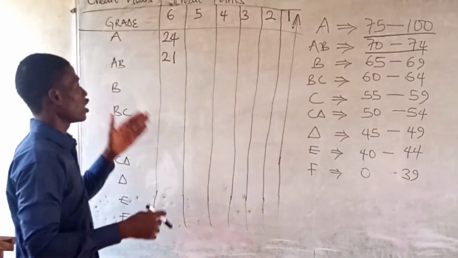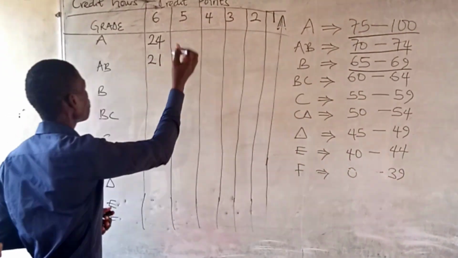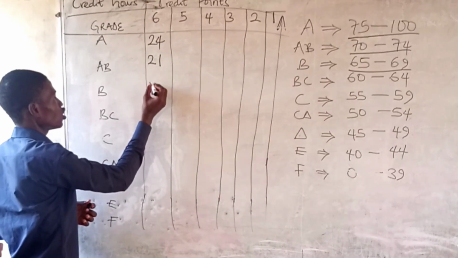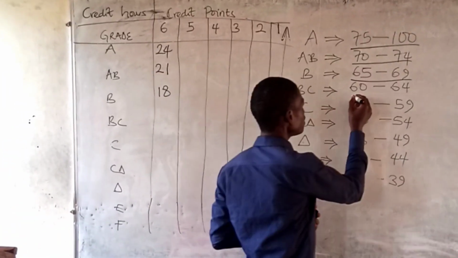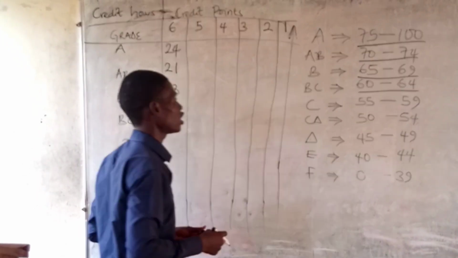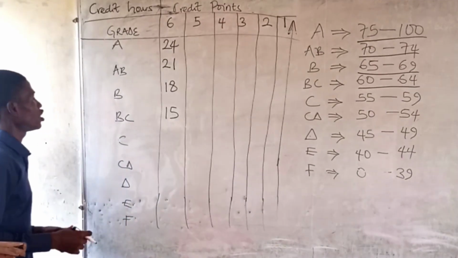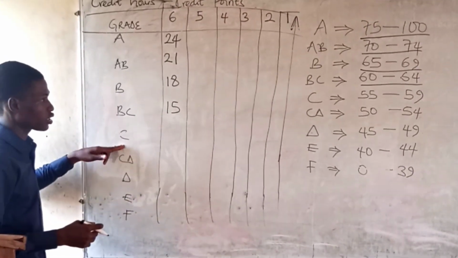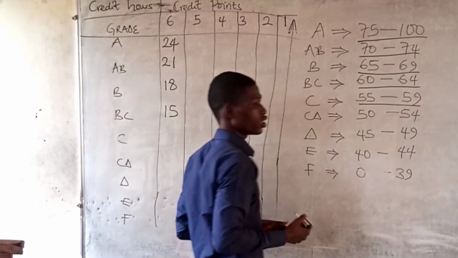So for B, if you score between 65 to 69, your credit points under 6 credit load units will be 18. For BC, it means you scored between 60 to 64. Your grade points will be 15. Then, for the C grade, that means you scored between 55 to 59 in your course.